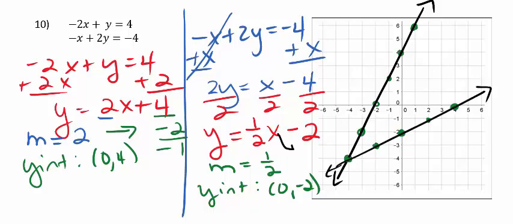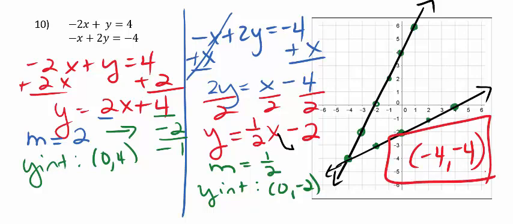Now, when I connect the points, I can see that these two lines are going to cross each other, and they're going to cross at the point negative 4, negative 4. Therefore, negative 4, negative 4 is the solution to this system, and we've solved it by graphing the two lines.